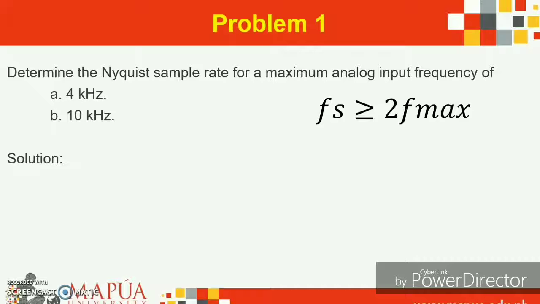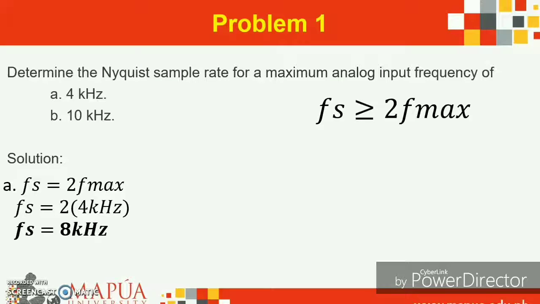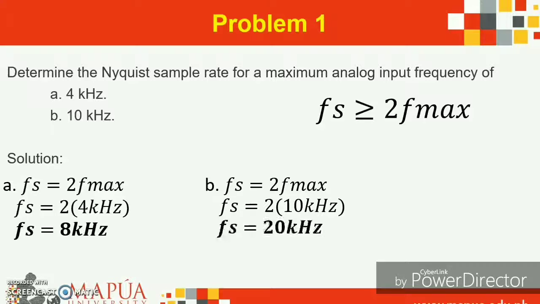So the solution for letter A, we have sampling rate is equal to 2f max. So we have our sampling rate is equal to 2 times 4 kilohertz, and our sampling rate for letter A is 8 kilohertz. For letter B, we'll do the same. We have the sampling rate is equal to 2 times the maximum analog input frequency, which is 10 kilohertz. Thus, we have a sampling rate equal to 20 kilohertz. Let's proceed to problem number 2.